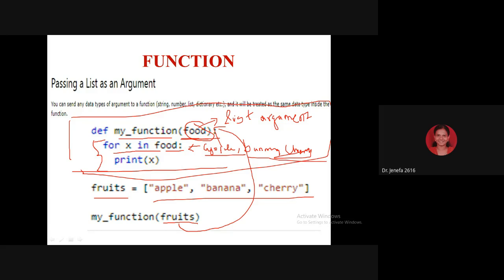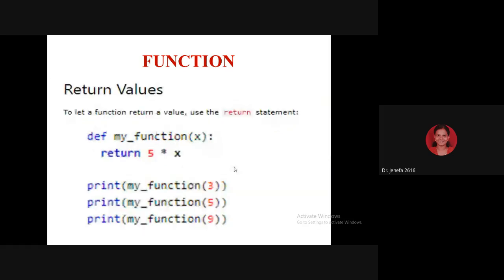So for each iteration, x will have a single value from food. At the first iteration, x will have apple. At the second iteration, x will have banana. At the last iteration, x will have cherry. So each iteration, the x value will be printed in the output. This is how we can pass an argument of list from function calling to function.